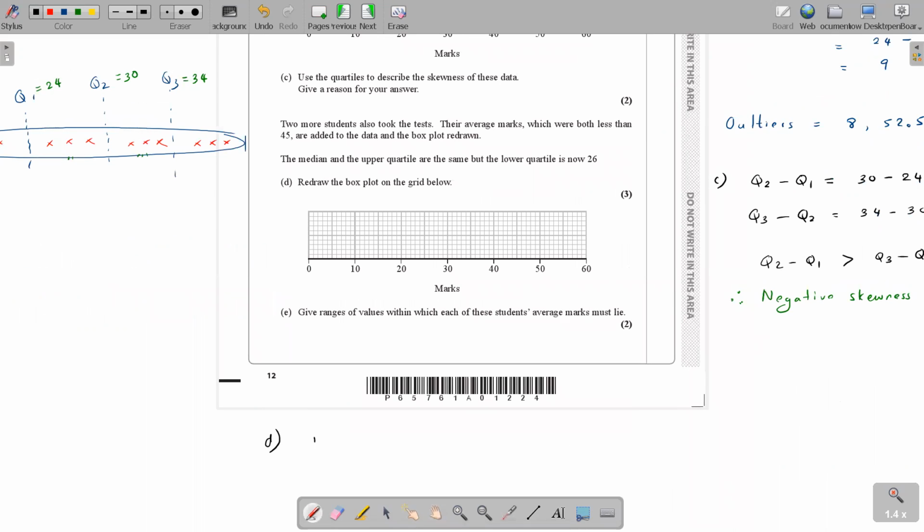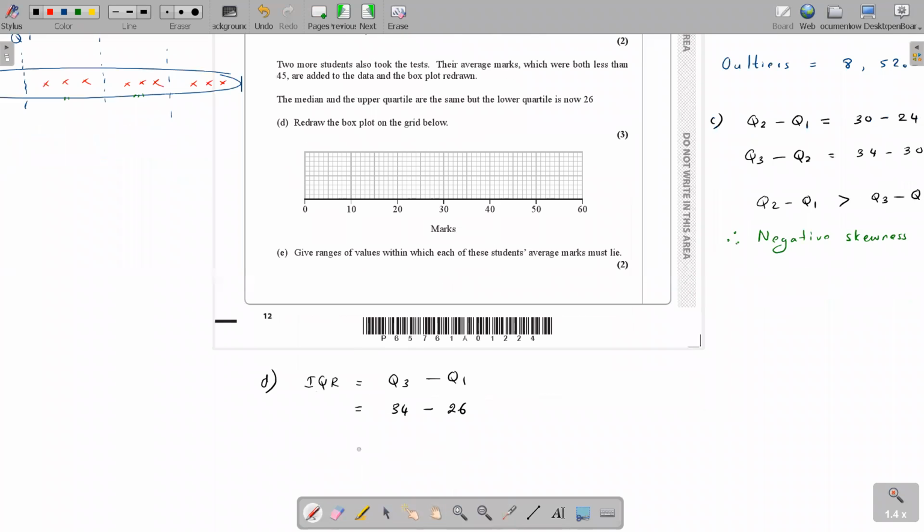Okay, so let's get the new interquartile range, Q3 minus Q1. The Q3 value is the same, they say. Q3 value was 34 minus 24. No, the new Q1 value is 26. So how much is it? 8. 8, right? Can you all get the upper limit and the lower limit again?